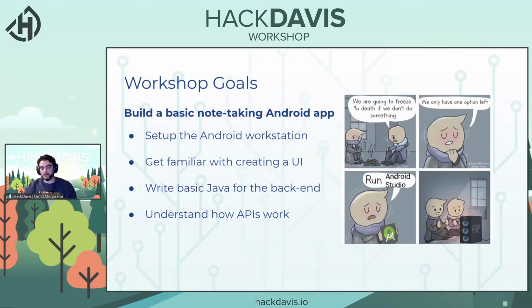So like how to create a very basic UI and how to write some very basic Java to get some backend functionality. And our end goal from all of this is to build a very basic note-taking app for Android devices. And then at the end, we're also going to mix in a little bit of stuff about APIs. So we can teach you guys exactly how those work so you can have a good basic understanding. And then we're going to integrate that actually into our Android app. Okay, so those are our goals for today.